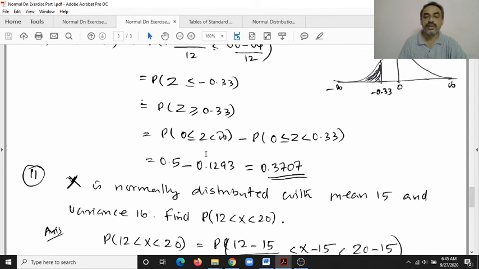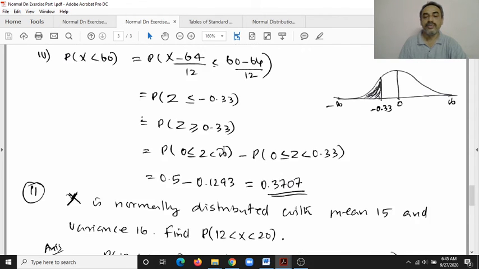So we consider different intervals of x, and all these probabilities are obtained by transforming the variable x to standard normal. For that transformation we make use of the property that if x follows N(mu, sigma square), then z equals (x minus mu) by sigma follows N(0, 1).